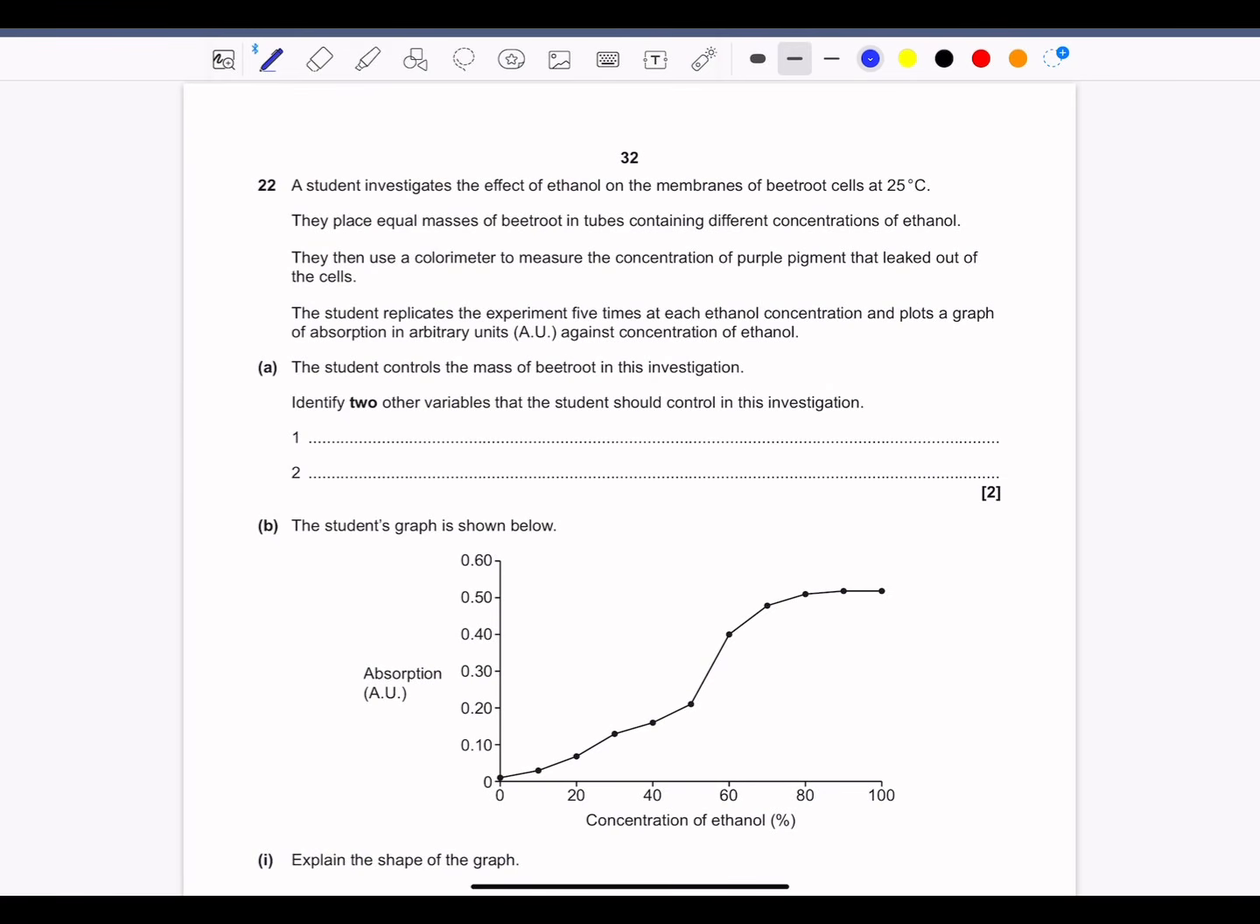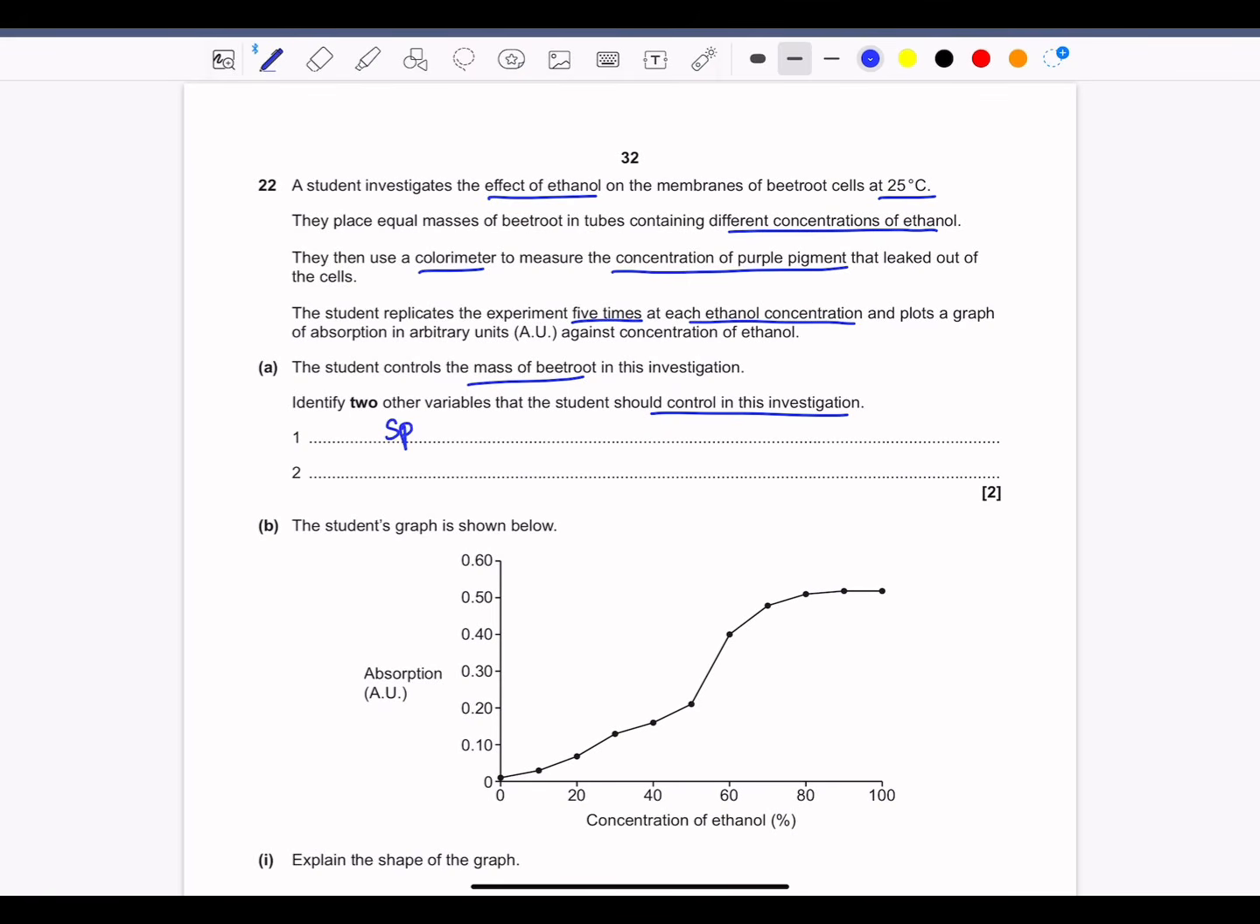Question 22, the last question on this paper: a student investigates the effect of ethanol on membranes of beetroot cells at 25 degrees Celsius. They place equal masses of beetroot in tubes containing different concentrations of ethanol. They then use a colorimeter to measure the concentration of purple pigment that leaked out of the beetroot cells. The student replicates the experiment 5 times at each ethanol concentration and plots a graph of absorption in arbitrary units against concentration of ethanol. The student controls the mass of beetroot in this investigation. Identify 2 other variables that the student should control in this investigation.